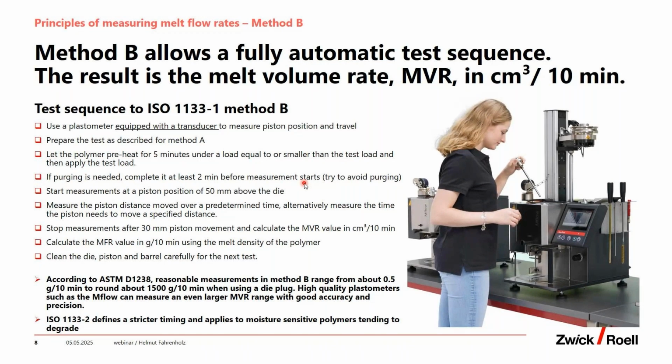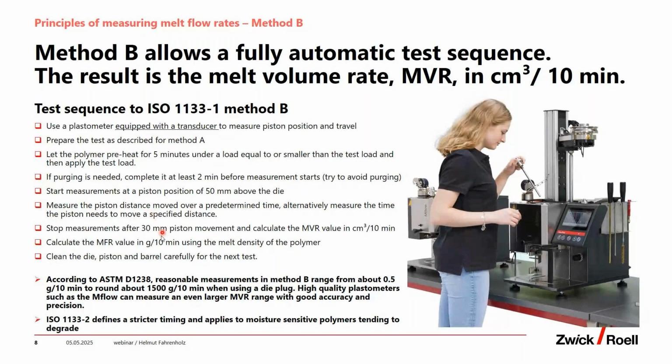So the procedure is very similar to that of method A. We have a preheat time and so on. We have 5 minutes of preheat time. We start the measurements at 50 millimeters, but then once we have started the measurement, we measure the piston distance.